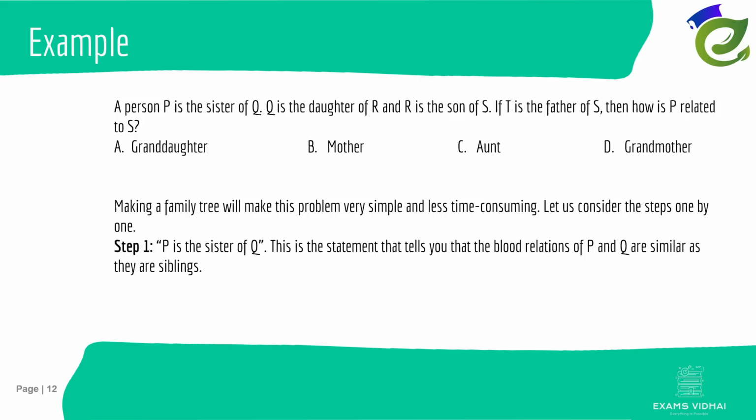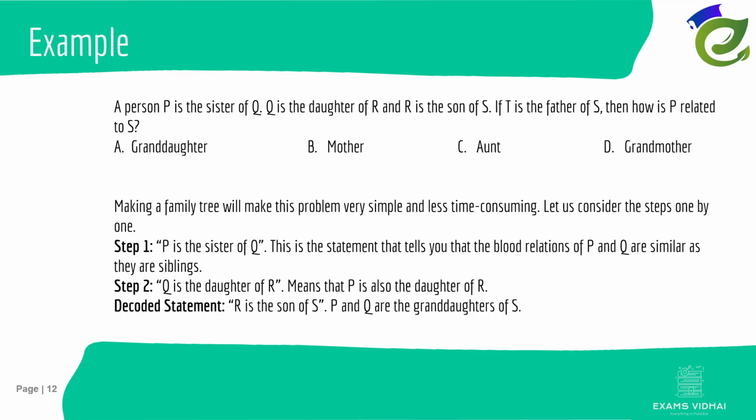Step 1. P is the sister of Q. This is the statement that tells you that the blood relation of P and Q are similar and they are siblings. Step 2. Q is the daughter of R. This means that P is also the daughter of R. So the decoded statement will be R is the son of S and P and Q are the granddaughters of S. So the solution is option A.